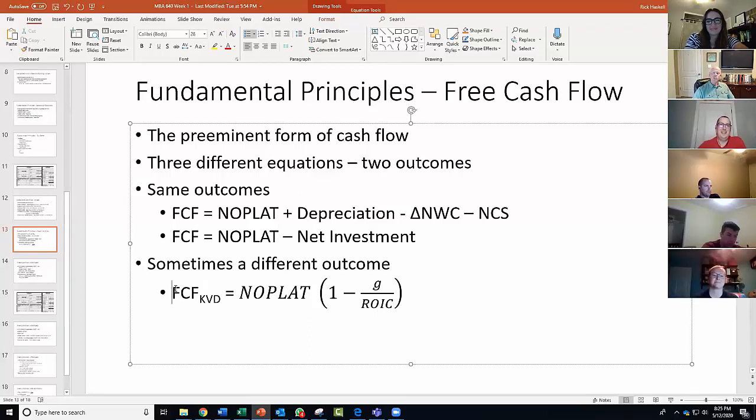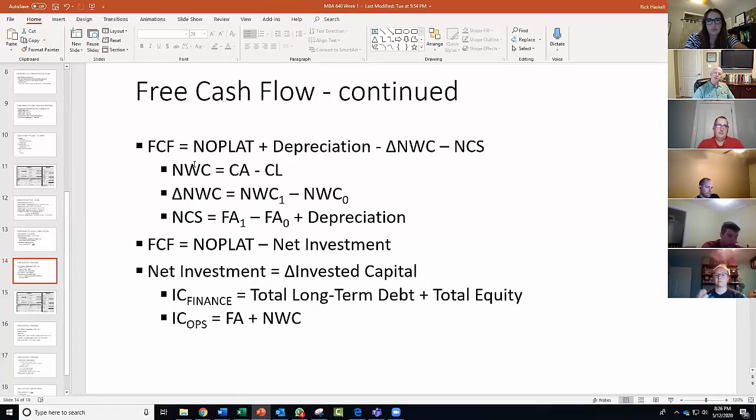So we will use this equation, but we will use it sparingly, okay? Let me walk through some of the structures here. So here is the extension of the first equation. NOPLAT plus depreciation. So we're taking EBIT times 1 minus the tax rate. That gets us to NOPLAT. Then we're adding depreciation back into this. So that's almost like a tax-adjusted EBITDA, right? Now we're going to take minus the change in net working capital and minus net capital spending.